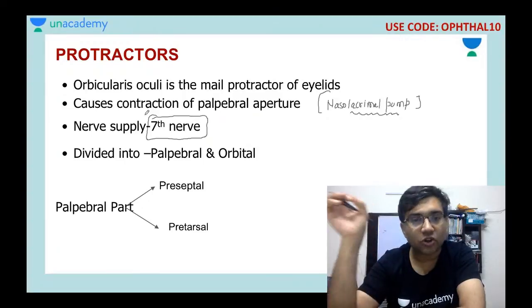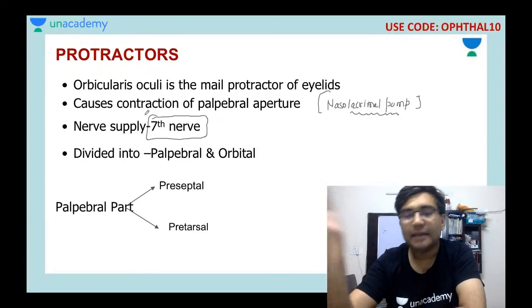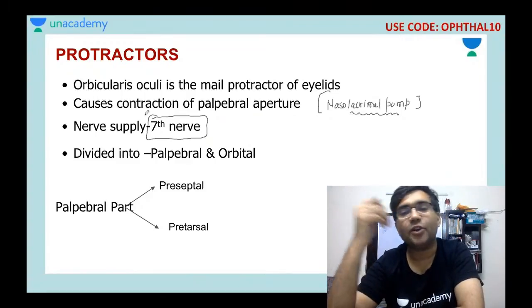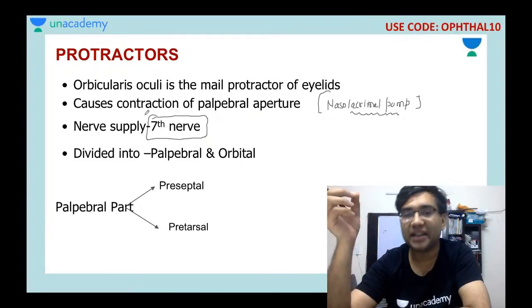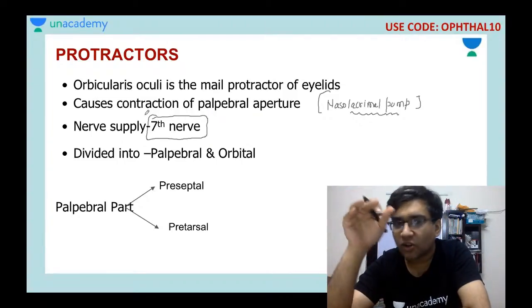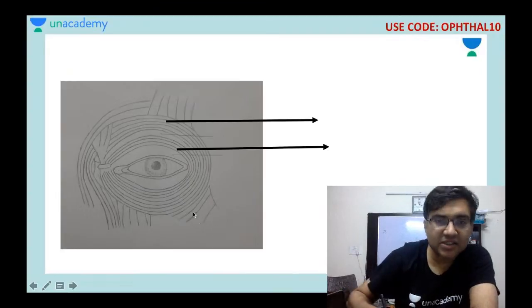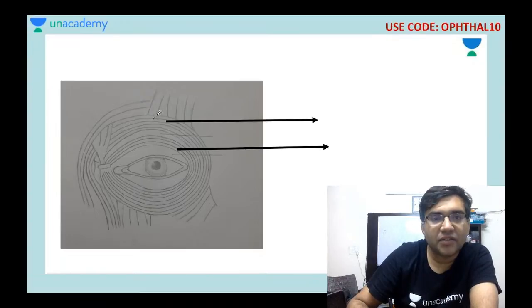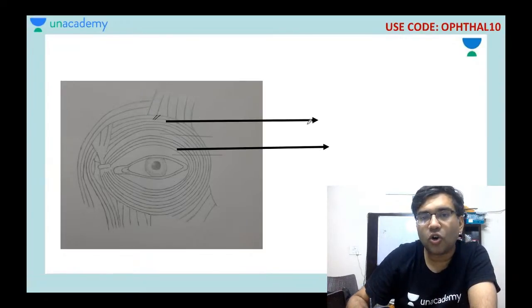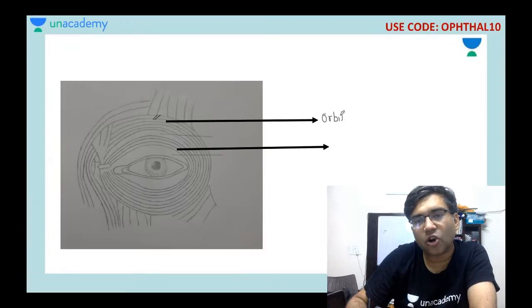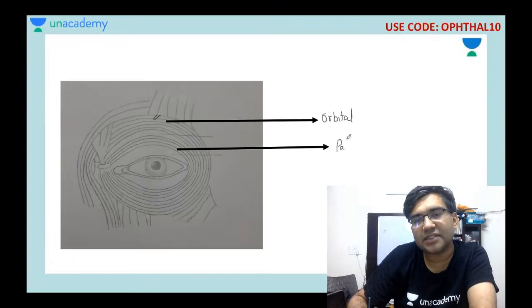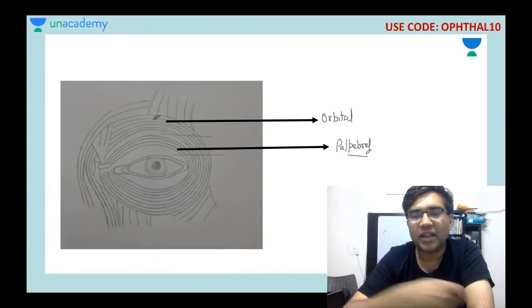This orbicularis oculi is divided into two parts, palpebral and orbital, and the palpebral part is again divided into two parts, the preseptal and the pretarsal. You do not need to go into too much anatomy of the orbicularis oculi, I am just showing you here so that you can get an idea. This is the big muscle which is very near to the orbital bones. I call it the orbital part, and here, near your palpebral conjunctiva, I call this the palpebral part of the orbicularis muscle.